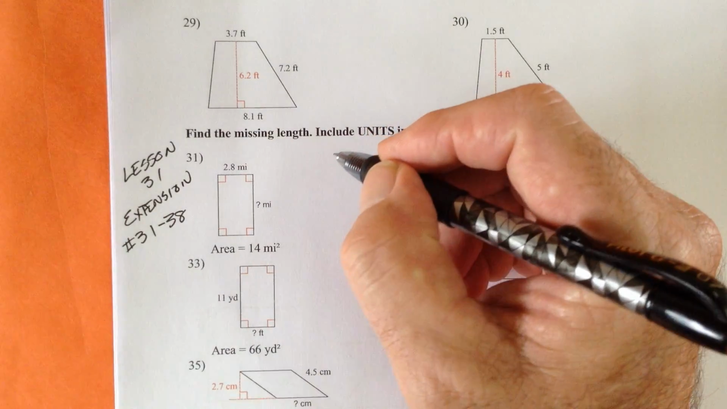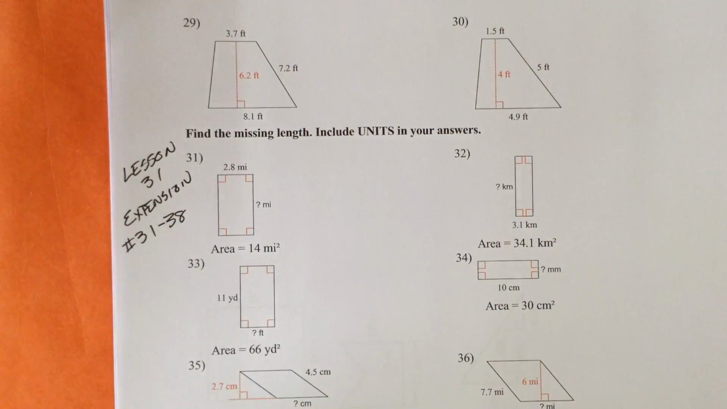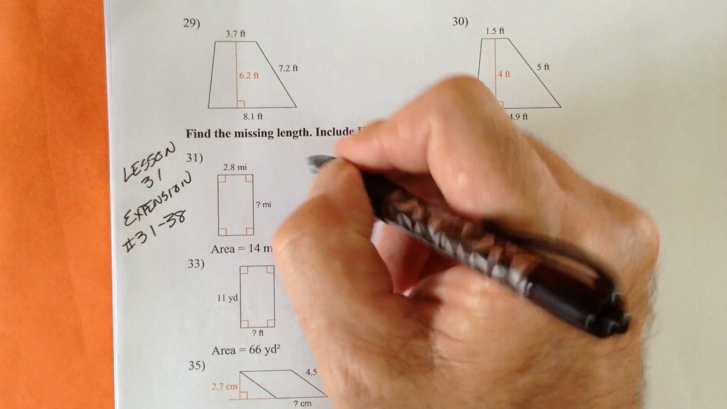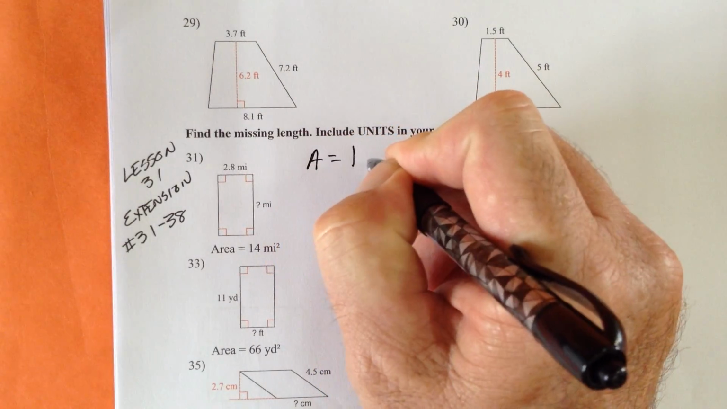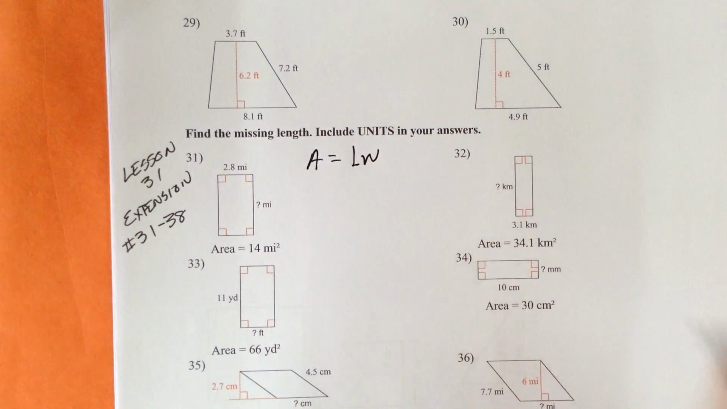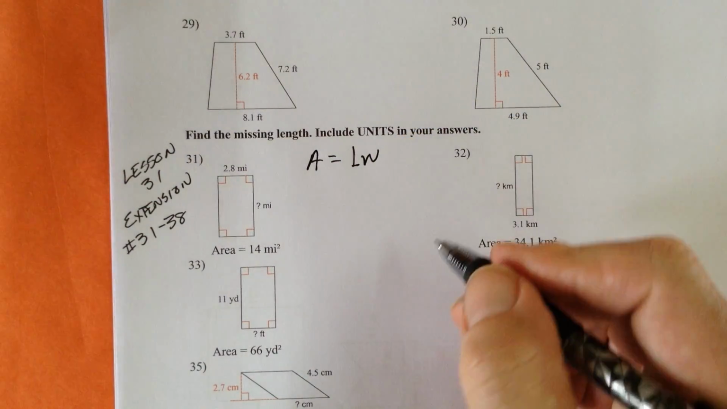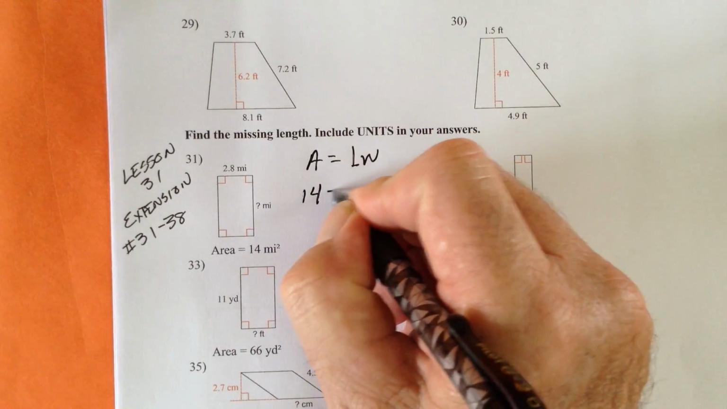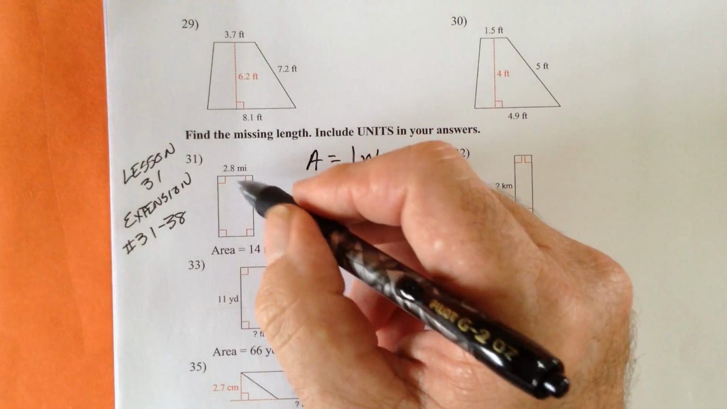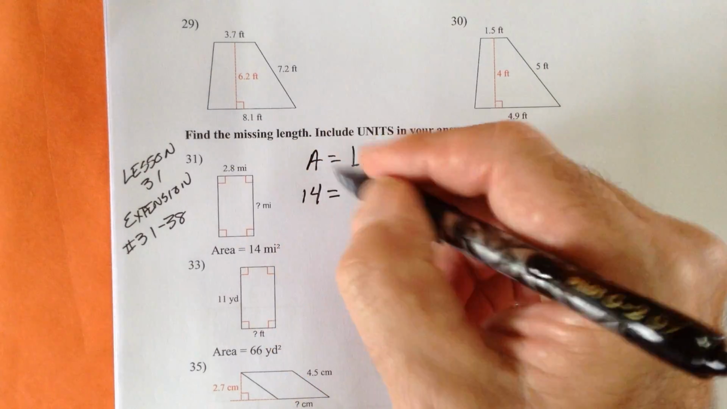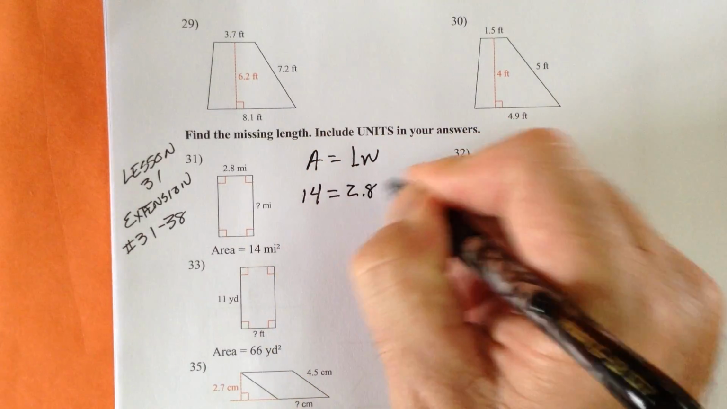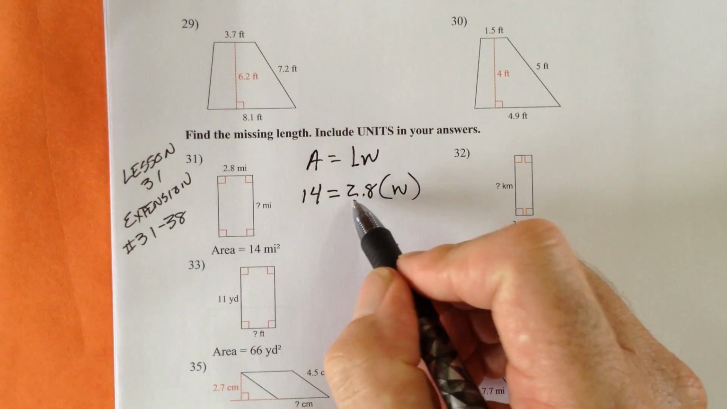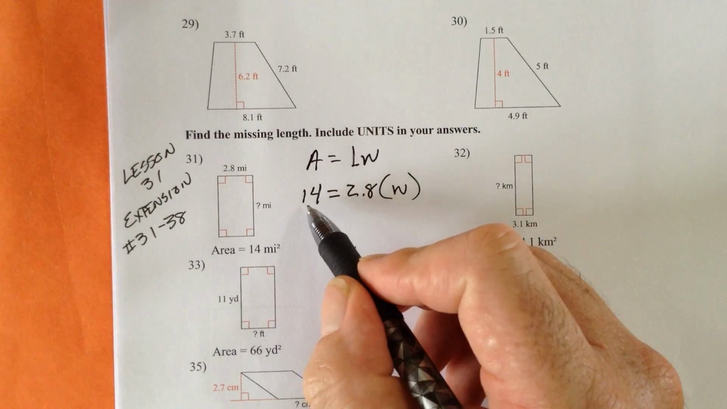So remember, the formula here for a rectangle is the area is the length times the width. The area equals the length times the width. That's an L. So here, if I know the area is 14 and I know the length or the width, well, let's call this the length is 2.8, and I don't know the width, well, what is this? Well, I got to find 2.8 times something equals 14.